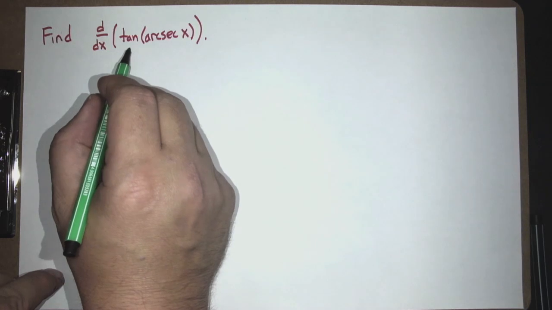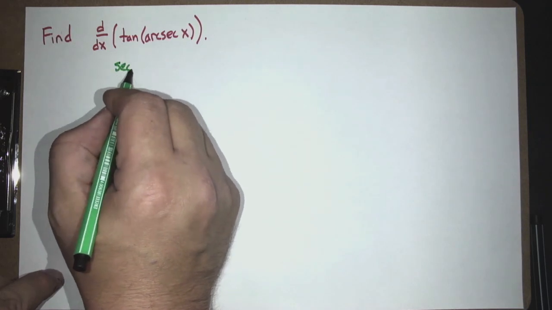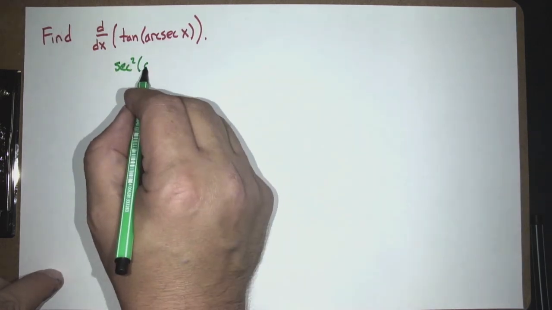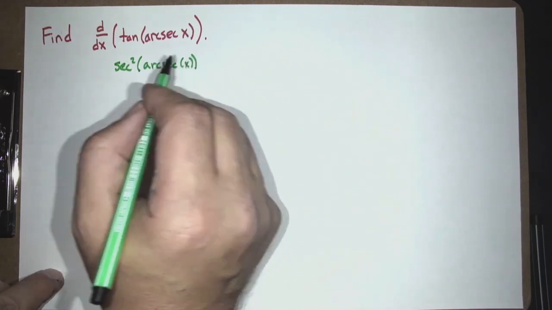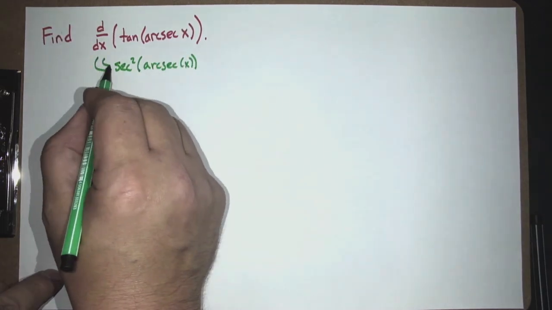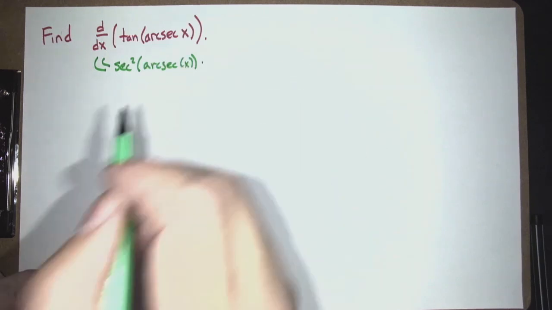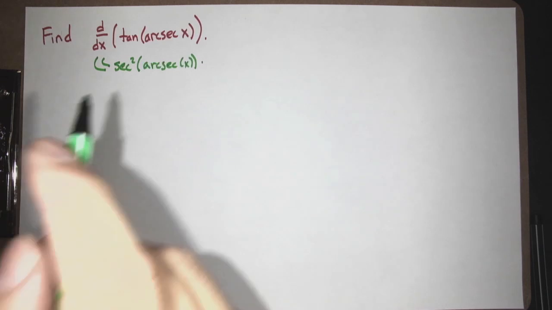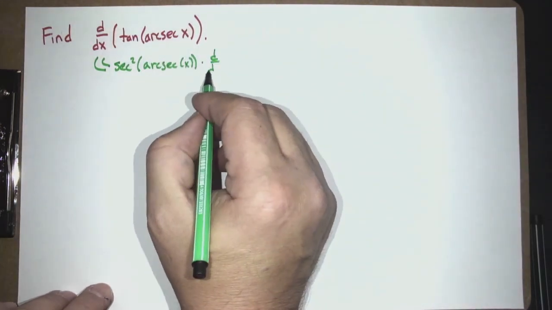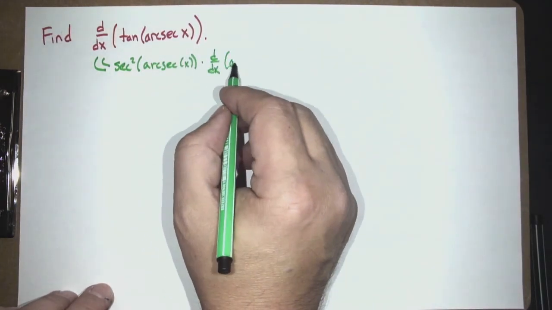So what's the derivative of the outside? Derivative of tangent: secant squared of arcsecant of x. Times, what else do we need? Derivative of the inside. So I'll just emphasize what's going on here: the derivative of arcsecant of x.